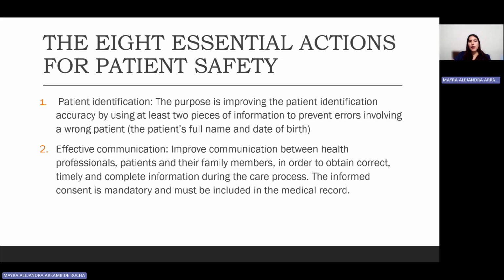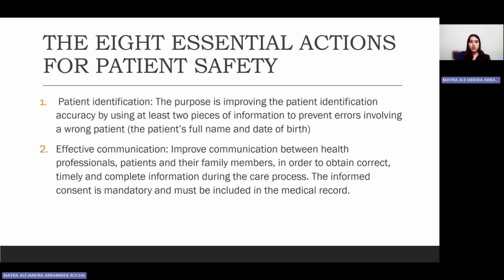The eight essential actions for patient safety. Patient identification. The purpose is improving the patient identification accuracy by using at least two pieces of information to prevent errors involving a wrong patient. The patient full name and date of birth.